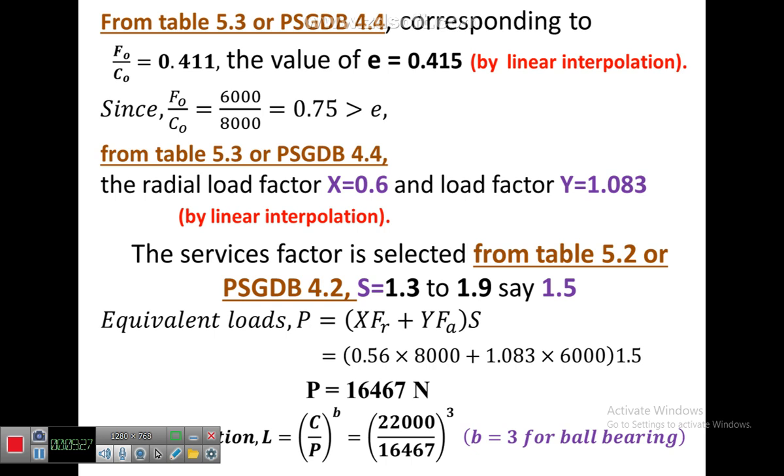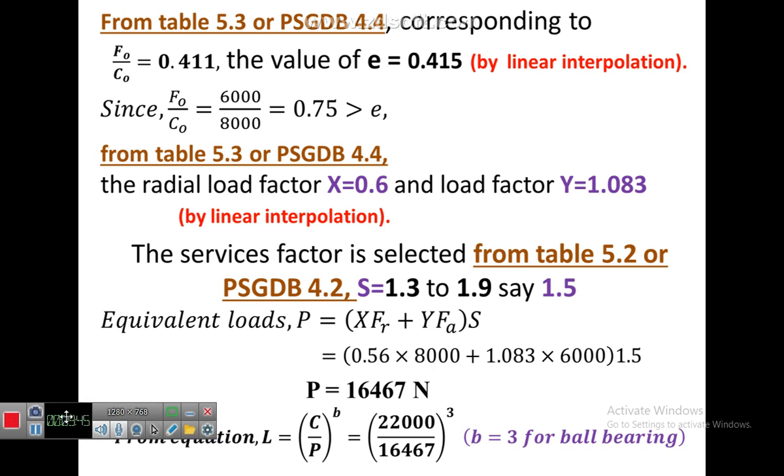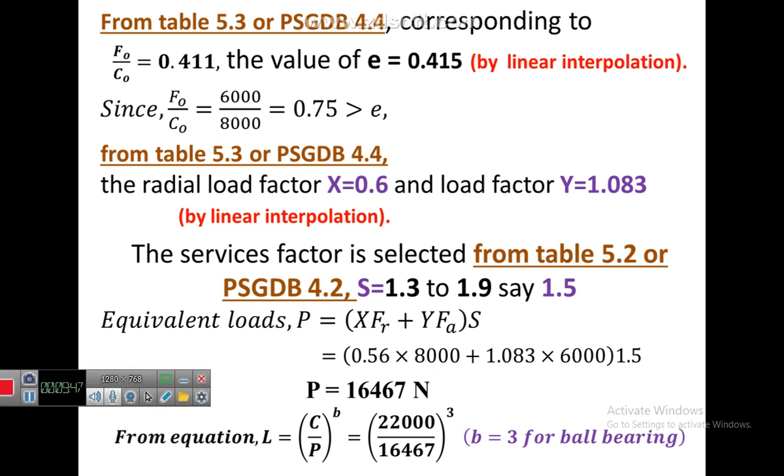Then we are going to find the equivalent load, that is P equal to X FR plus Y FA into S. So you substitute all the values, we got it as 16467 Newton. Then coming to the next one, we are going to find the life, that is L equal to C by P to the power b. You substitute all the values, where b equal to 3 for ball bearing. So that's all. Thank you all.